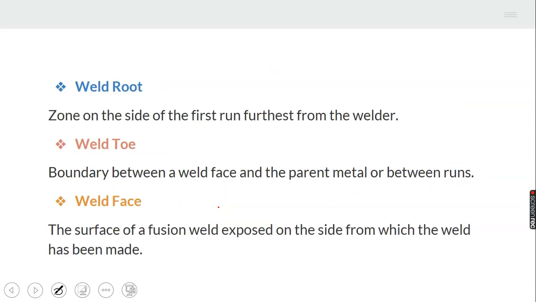Now we have what we call the weld root. Weld root is the zone on the side of the first run furthest from the welder. Then we have what we call the weld toe. It's the boundary between a weld face and the parent metal or between runs. Then we have what we call the weld face. The surface of a weld exposed on the side from which the weld has been made.